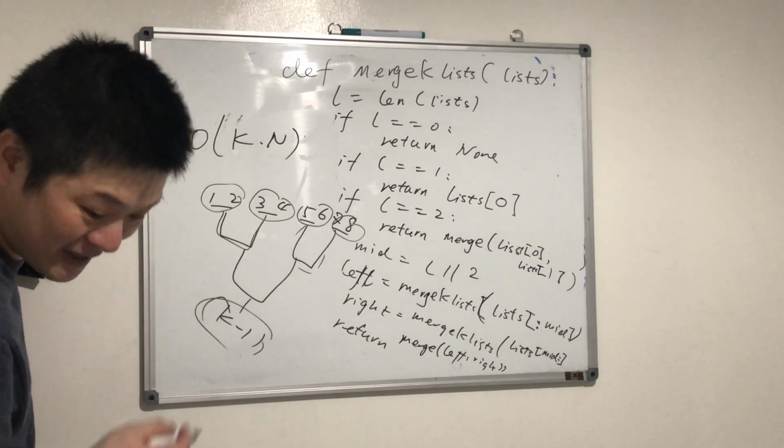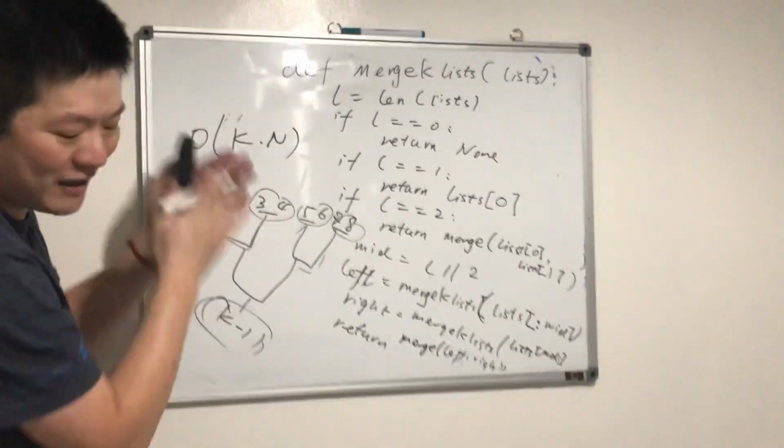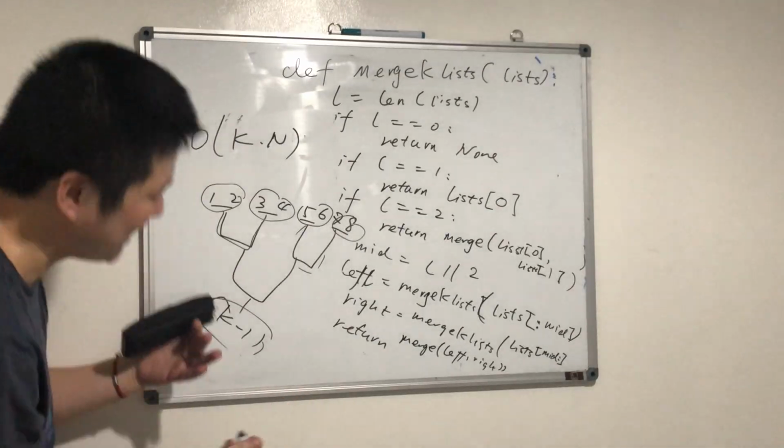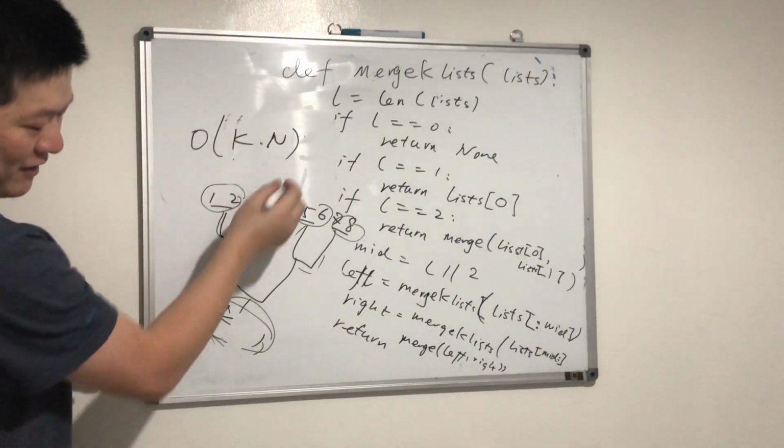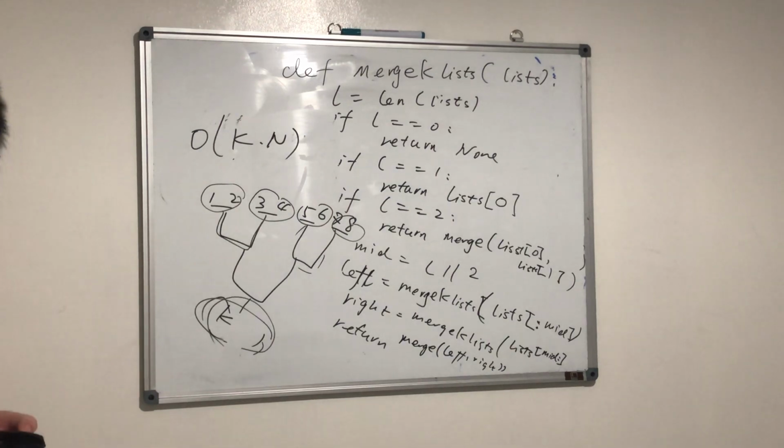So even if it looks like you divide into 2, you still need K minus 1 times. But we drop the constant, so it's OKN. Got it? Yes.